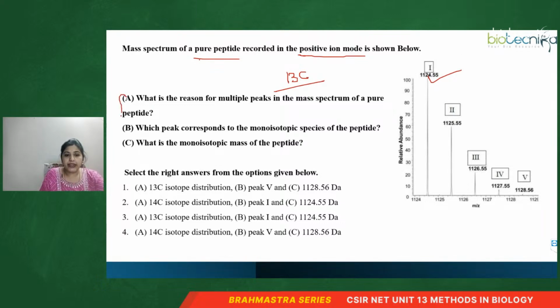Now, three statements are given. What is the reason for multiple peaks in the mass spectrum of a pure peptide? Which peak corresponds to the monoisotopic species of the peptide, and what is the monoisotopic mass of the peptide? Based on analyzing this mass spectrum, where the x-axis gives the mass to charge ratio and the y-axis gives relative abundance, you have to select the right answers from the options given below.